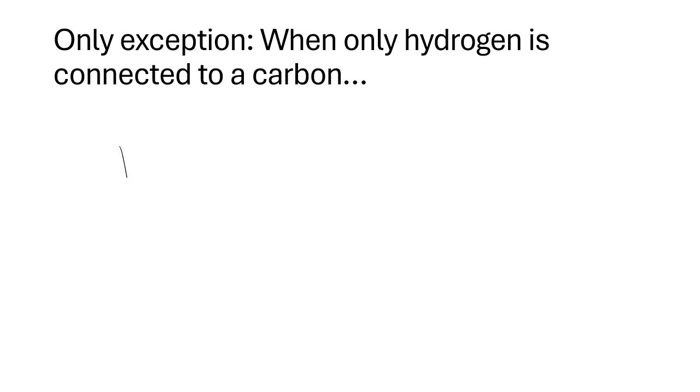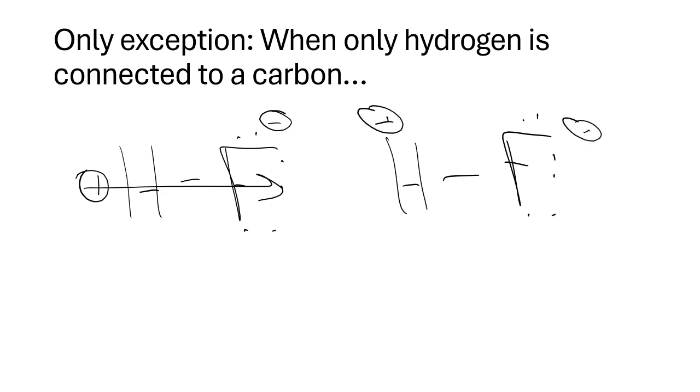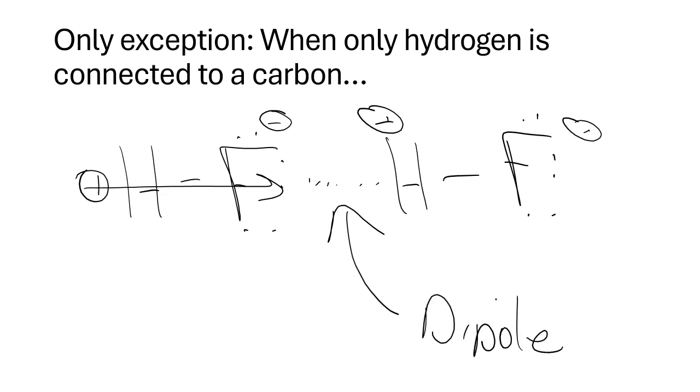So let's just say if we have HF, we know that this is a dipole. Fluorine is stronger than hydrogen at pulling the electrons, hence the electronegativity is higher. Hydrogen, we have a positive charge and we have a negative charge. We have a dipole here, but since it is a hydrogen and a FON, and the reason for that is FON.